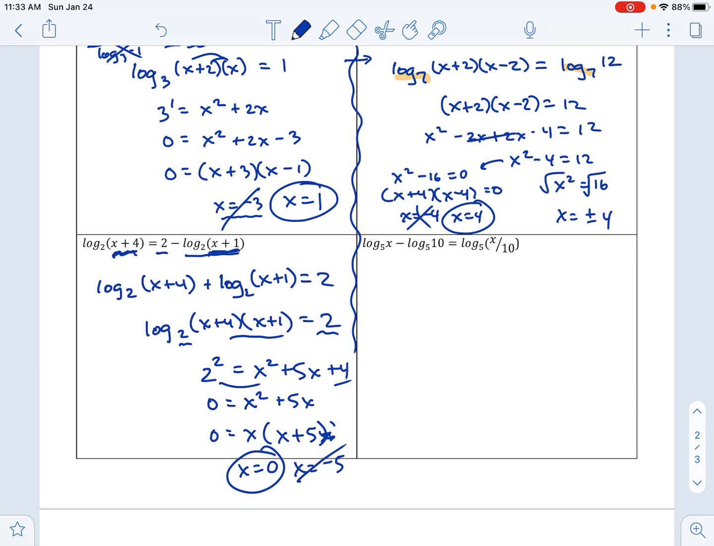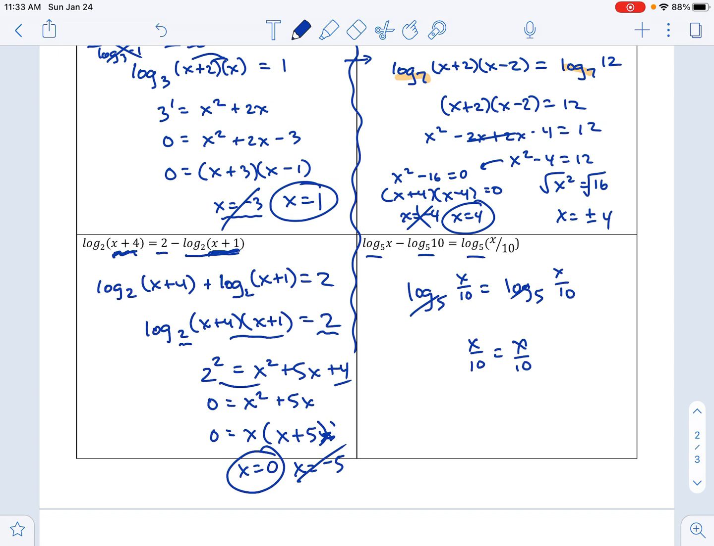Okay, all right, this one. I see log, log, log everywhere. So condense first. Do not just cancel the logs right away. You always have to condense first. So now I've got log base 5 of x over 10 equal to log base 5 of x over 10. All right, I can now cancel the logs and I get x over 10 equal to x over 10.